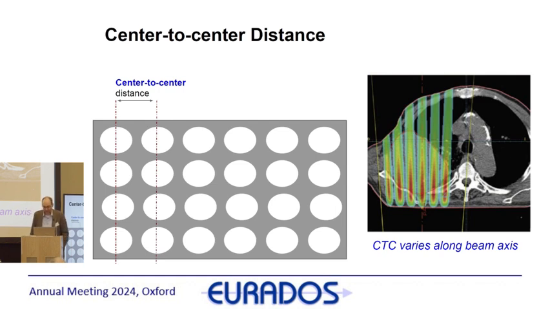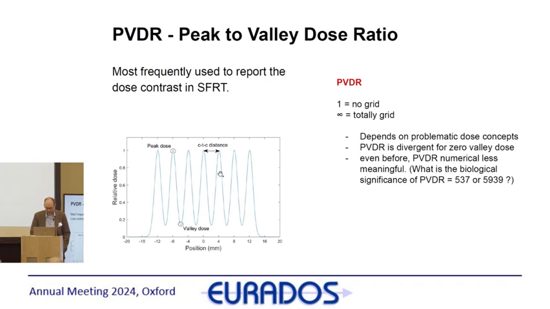Center-to-center distance is often reported, and they take this as the center-to-center distance of the collimator, but that's not necessarily what is happening in the body. Most beams we are working with are divergent in some sense. So you can see the center-to-center distance is actually varying as a function of depth as we spread out, and it may be biologically important, and that's also something which is not really taken into account.